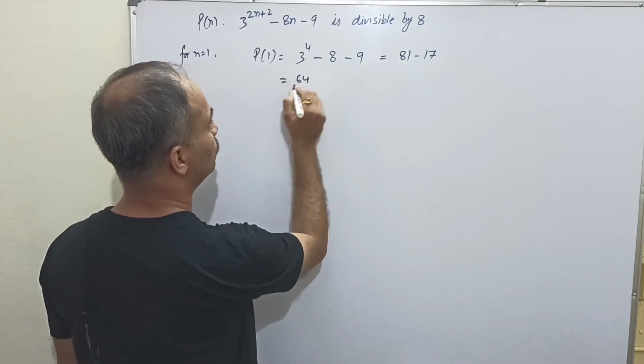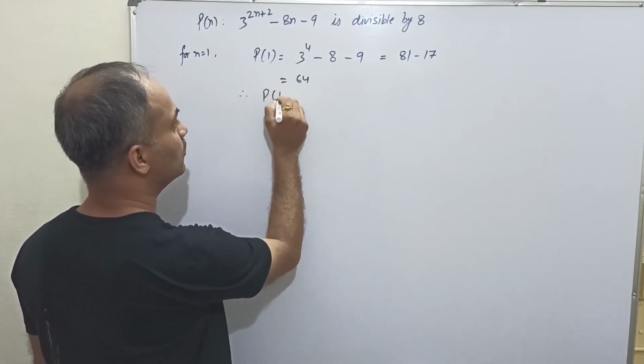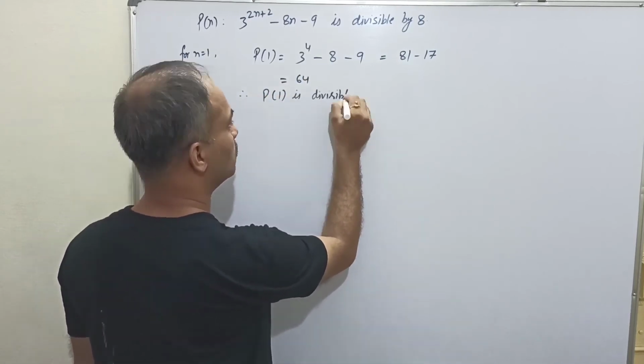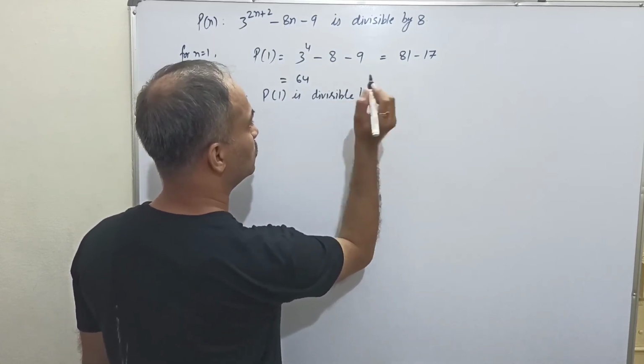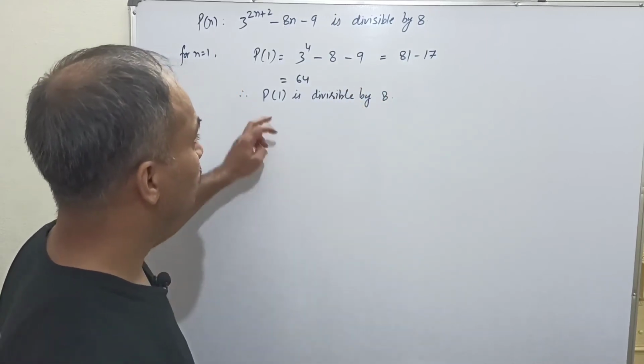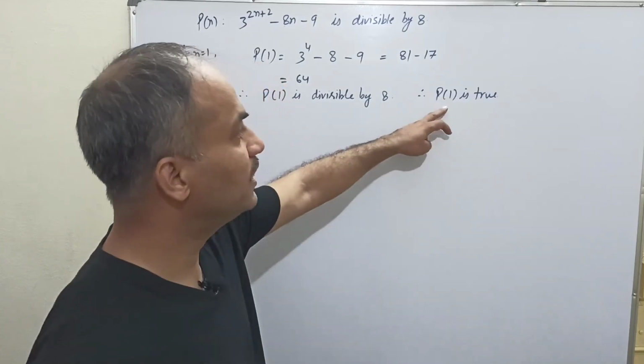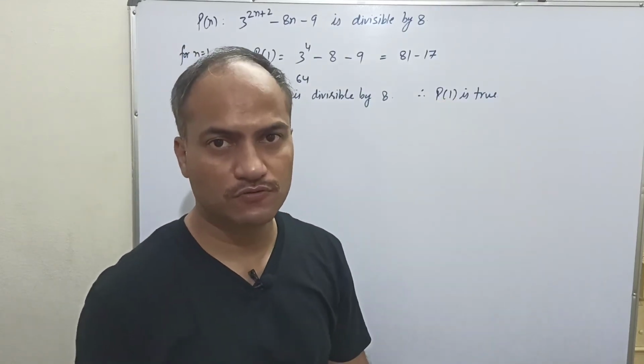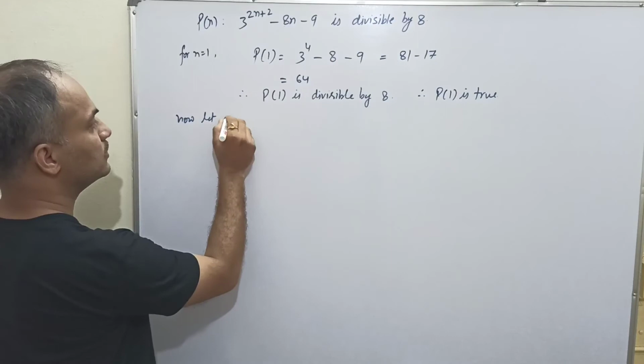This becomes 64. Therefore, we can say P1 is divisible by 8. Fine. Hence, P1 is true. We can also write that Pn is true for n is equal to 1. Both are the same thing.